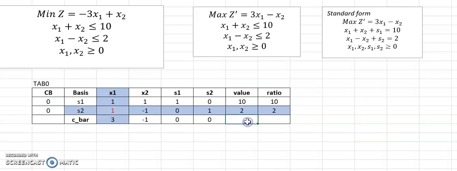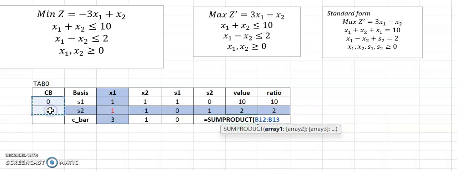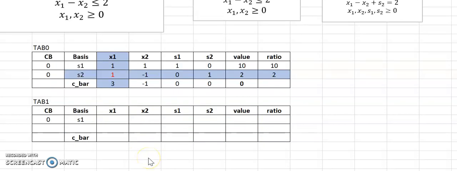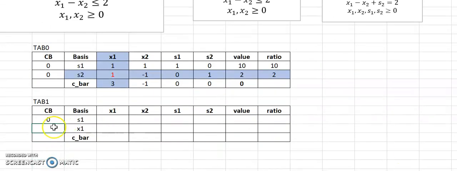We forgot to put in the value of z in this iteration, so we're going to do that by using sum product. So the value of z here is 0, and now we're going to move on to tab 1. Okay, so to fill in tab 1, the first thing we're going to do is to put the entering variable x1 in the place of s2, which is the exiting variable. Its coefficient in the objective function is 3, so we're going to put 3 here.